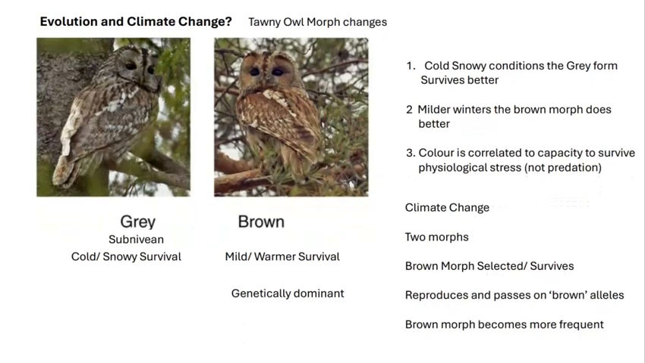The tawny owl is known for its two forms, its two morphs. There is the grey and the brown form. The grey form is best known as the subnivean form. That is to say that it survives well under cold and snowy conditions, and it seems to do pretty well then. The brown form, on the other hand, does better where there are milder winters, and of course we would associate that particular form as having an advantage where we have global warming. So with milder winters, we expect the brown form to do better.